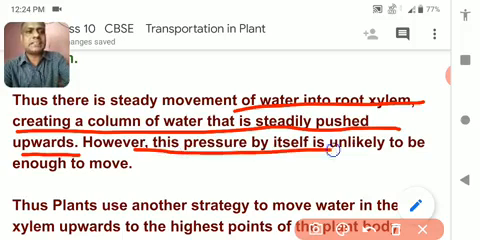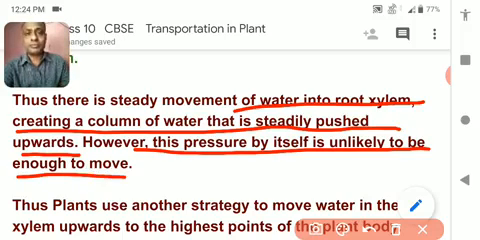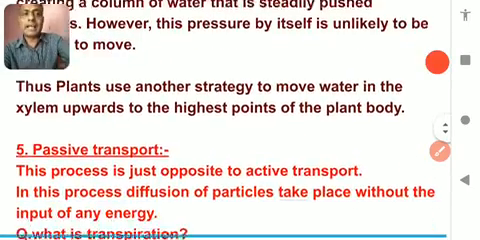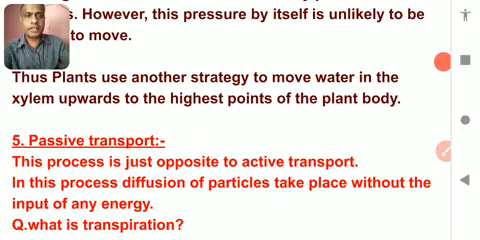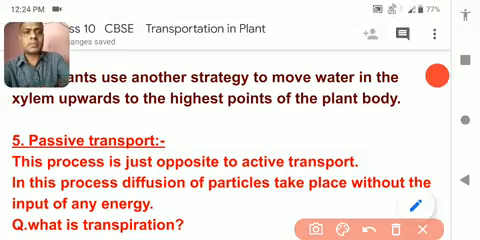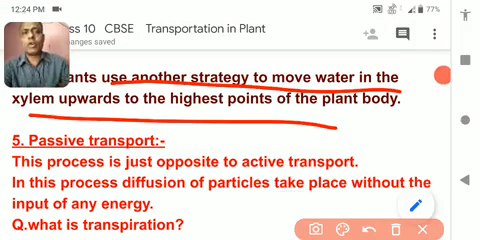However, this pressure is itself unlikely to be enough to move the water up to the leaves in big plants or big trees, although it can always be helpful in the case of small plants like grasses. Thus, plants use other strategies to move water in the xylem upward to the highest point. So there must be some other forces required for the movement of water from root to leaves.